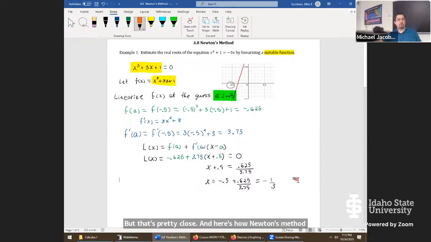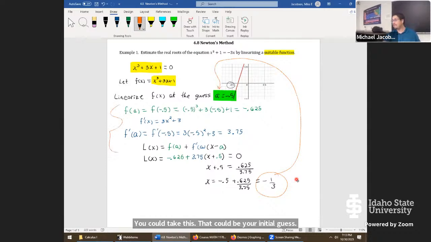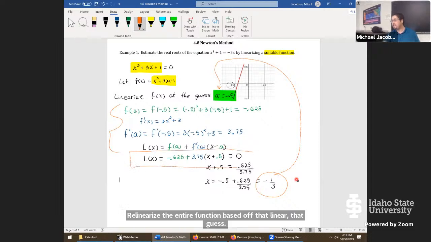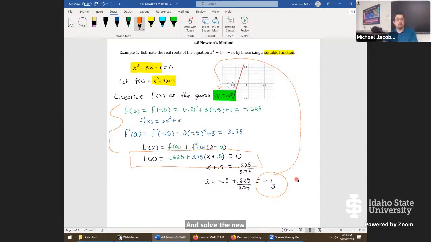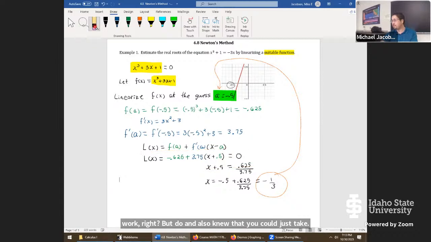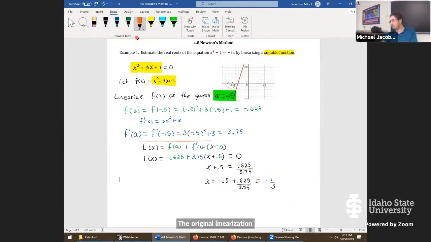Newton observed that you could just do this again. You could take this as your initial guess, relinearize the entire function based off that guess, and solve the new equation right here. That's a lot of work, right? But Newton also knew that you could just take the original linearization equation, this one. If you solve that set equal to 0, you obtain a recursive formula that you could just keep on hitting enter on a calculator, a nice enough calculator, or even in Desmos, and get successive approximations. You're essentially linearizing every single time you hit enter.